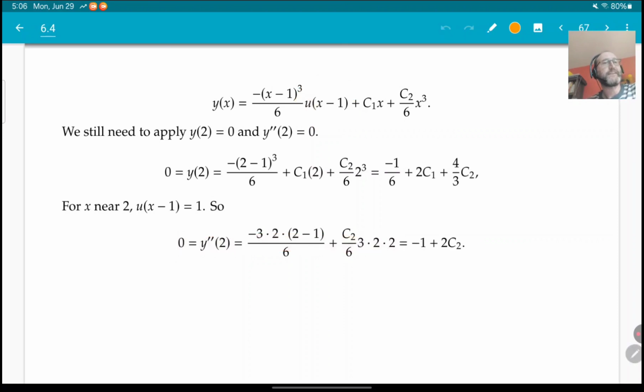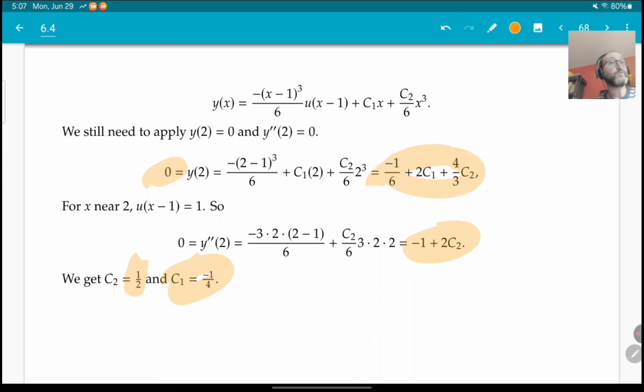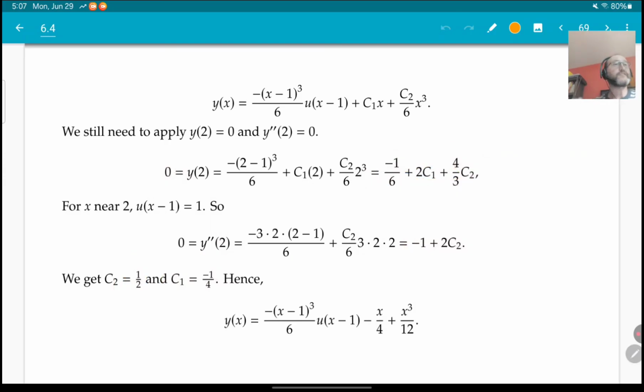So if we simplify, we get zeros here, and you solve. You can easily solve for C2, which is 1/2. Once you know that C2 is 1/2, you plug that into this equation, and then you get that C1 is -1/4. And so our overall solution for the beam, the shape of the beam between 0 and 2, has this formula.